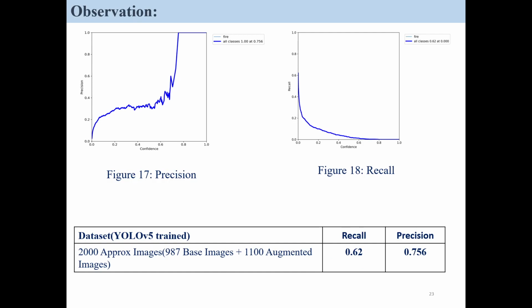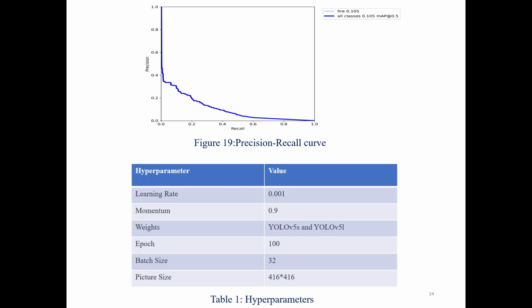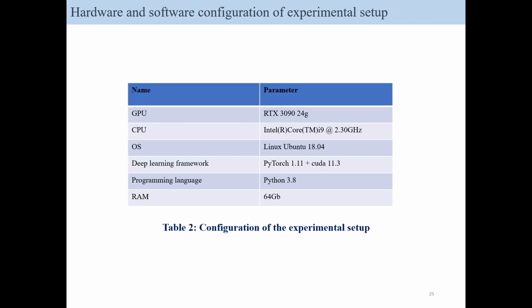So we have used approximately 2000 images in our new dataset: 987 base images and 1100 augmented images. This is the precision recall curve and the hyperparameters. These are the hardware and software configuration of the experimental setup, the GPU and CPU and the environment where we trained this model.